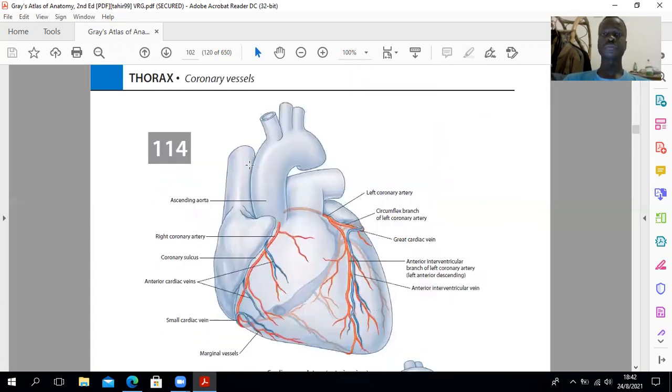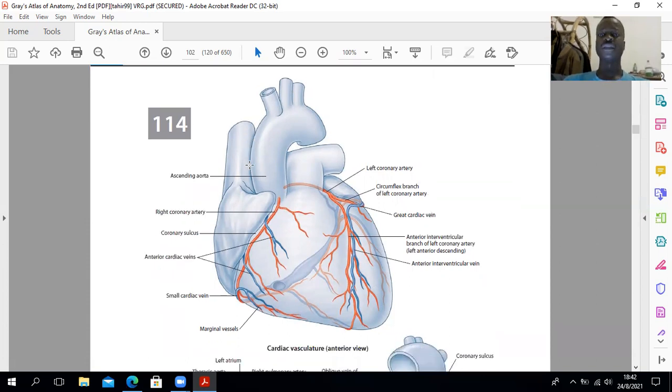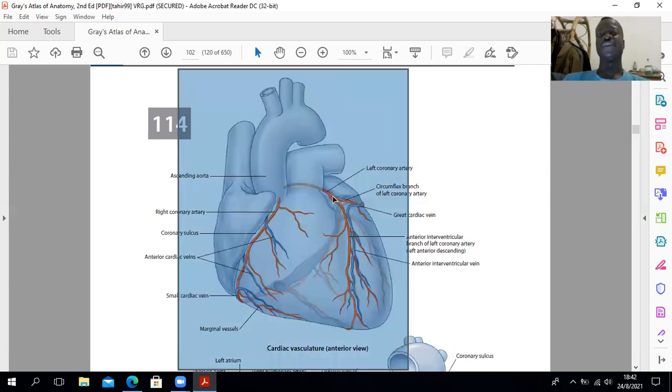Then the heart is going to be supplied by the coronary arteries. So you have a right coronary artery and a left coronary artery. These are branches of the ascending aorta, with the right coronary artery being a branch of the anterior aortic sinus, whilst the left coronary artery will be a branch of the left posterior aortic sinus. And the left coronary artery is usually larger than the right, and it's a short vessel that then divides into a circumflex and an anterior interventricular branch.